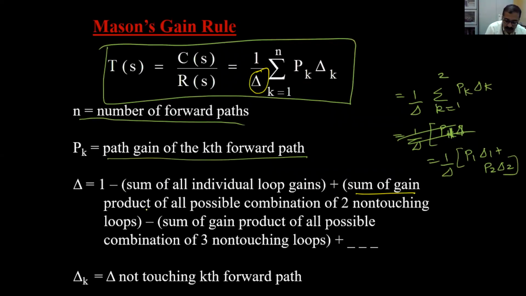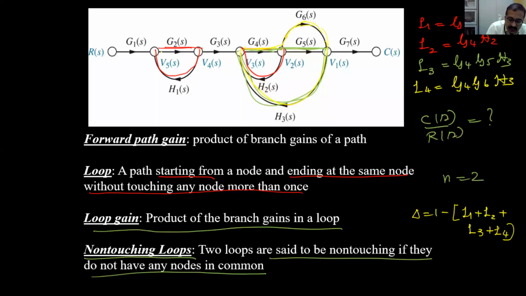Sum of gain product of all possible combinations of 2 non-touching loops. Okay, so you have to see whether there are any pair of non-touching loops. So you have to take the gain product of all such possible combinations. For example, here you see this G2H1, that means L1, and G4H2, L2. They do not have any common node. So gain product of that means what? So plus L1 into L2.